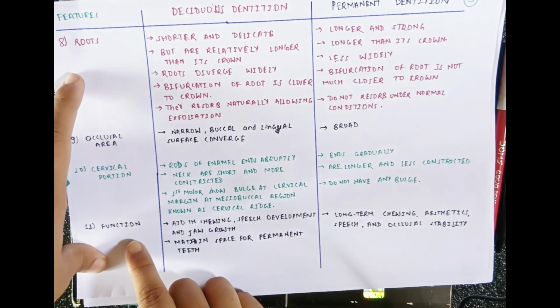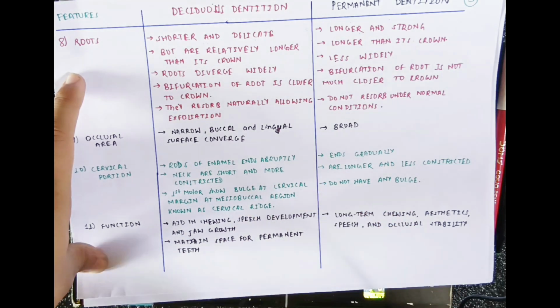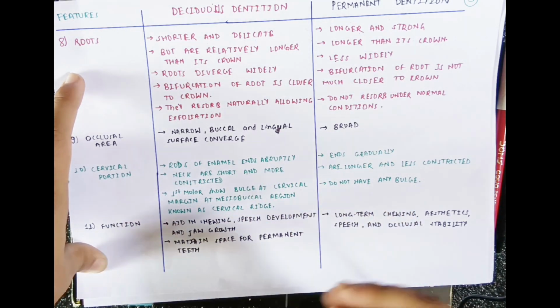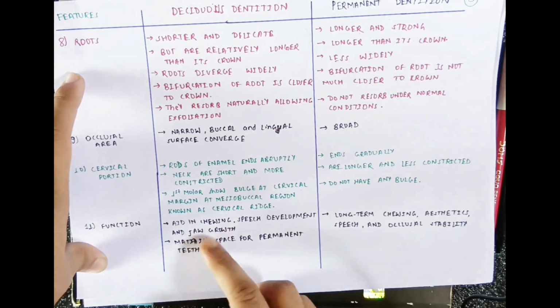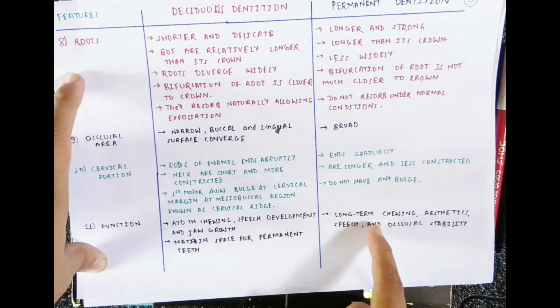Similarly, when we see the function, deciduous dentition, as they are both teeth and both dentition, help in chewing, speech development and jaw growth. They help in chewing, tearing, and those sorts of things can be done by our teeth. But the main thing is that in the deciduous dentition it helps in jaw growth and speech development, but it is not so in the permanent dentition.